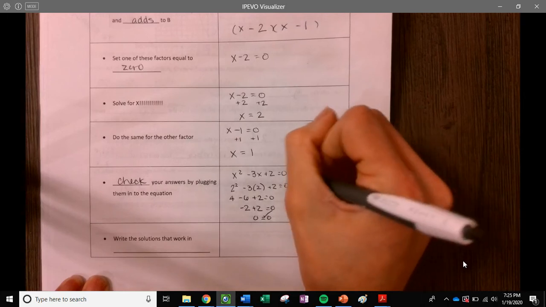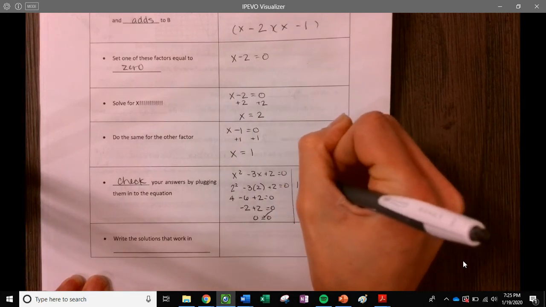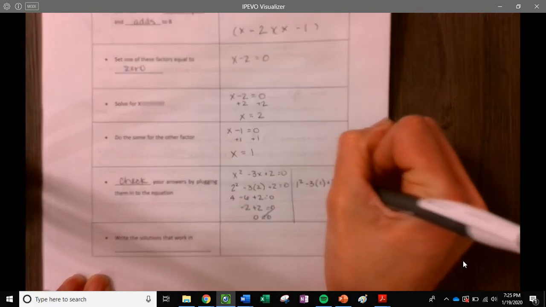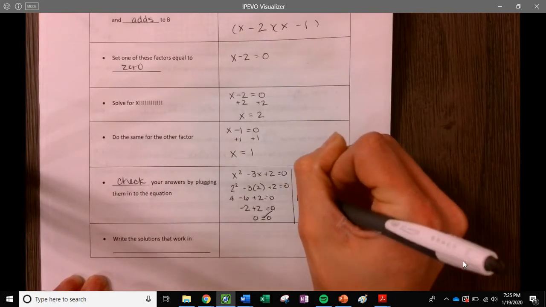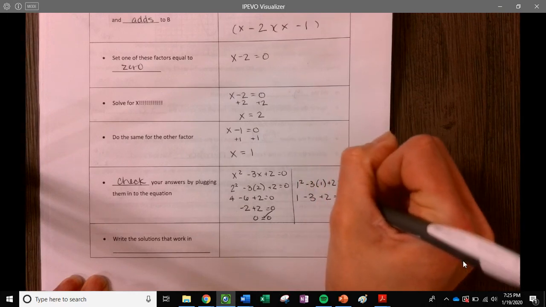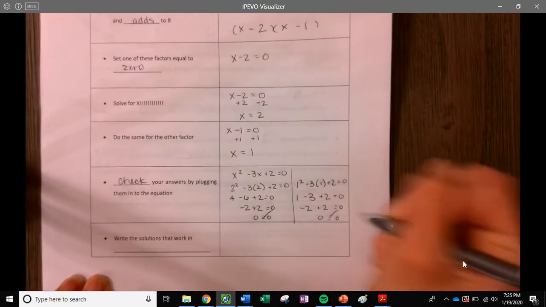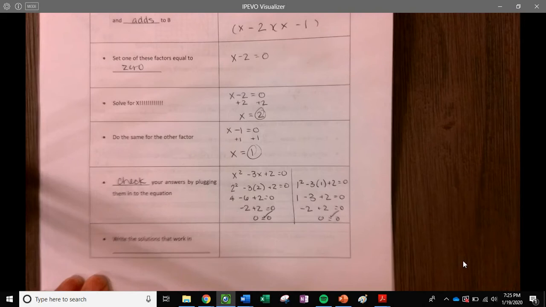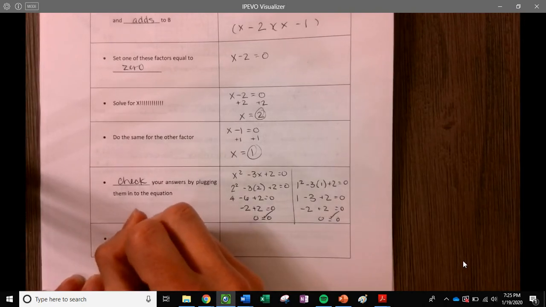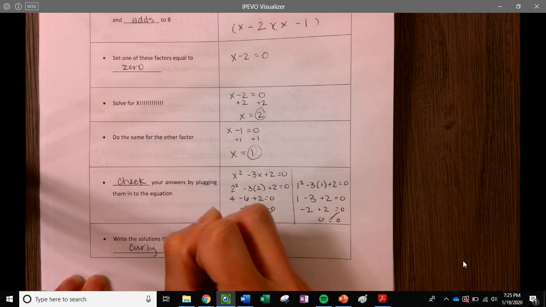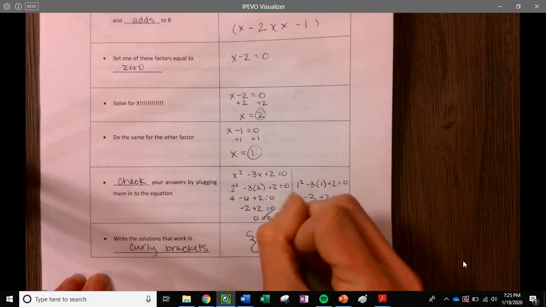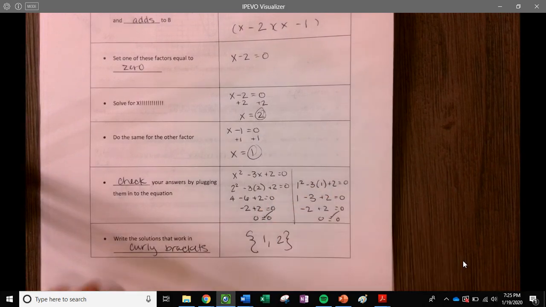Let's try the same thing for 1. 1 squared minus 3 times 1 plus 2 equals 0. 1 times 1 is 1. Minus 3 plus 2 equals 0. Well, 1 minus 3 is -2, plus 2. Yep, it looks like this one is going to work out also. So that means both 2 and 1 are our solutions. We're going to write our solutions that work in curly brackets. We've got 1 and 2. And if you were to put that into the graphing calculator and check out the graph, it would show you the exact same spots for the x-intercept.